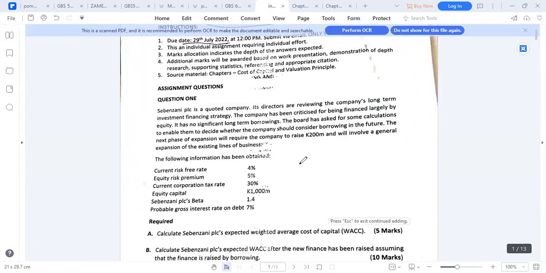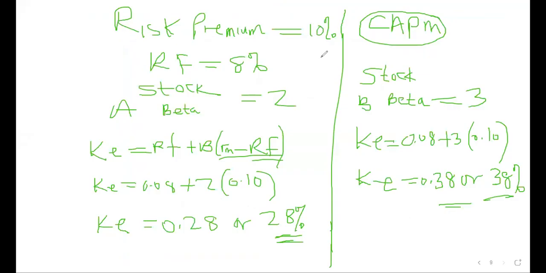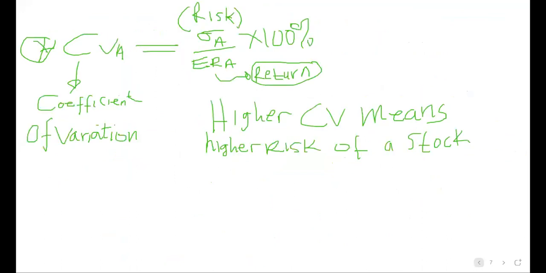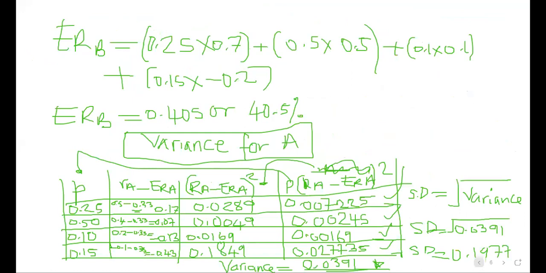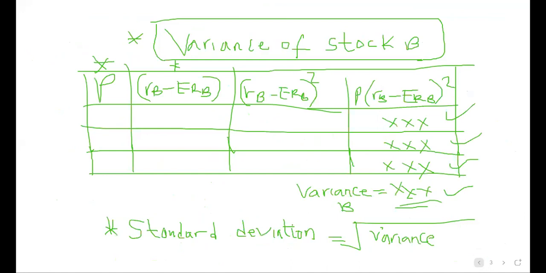So the major things that you need to cover as you are looking at risk and return are these here. You need to find the expected return of a stock using the capital asset pricing model, finding the covariance of a stock, the expected return of a stock and the standard deviation of a stock. Of course, also using the probability values.